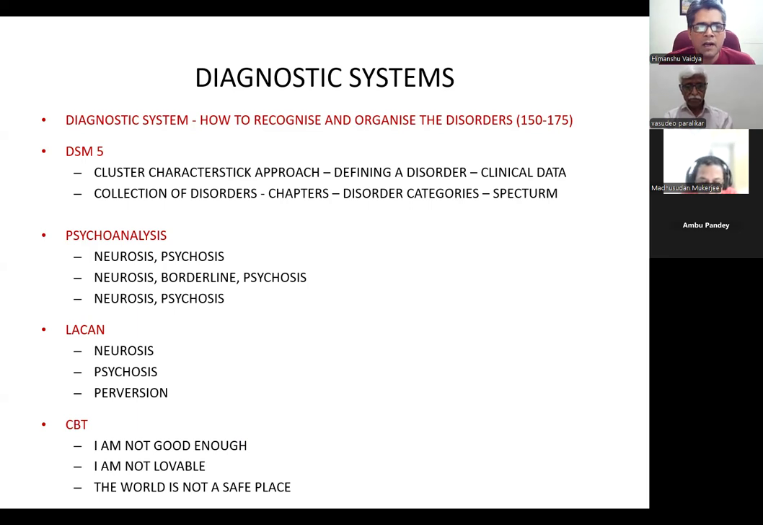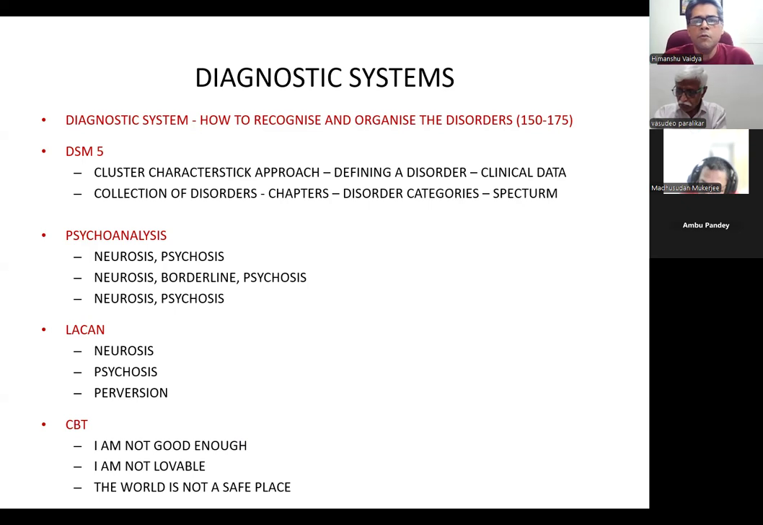Now, if you look at Lacan, he has a different diagnostic system. His diagnostic system is neurosis, like we know, psychosis, which is a break with reality, and third, he introduces perversion. Perversion means you cannot observe the do's and don'ts of reality and morality. So he puts all disorders into three.